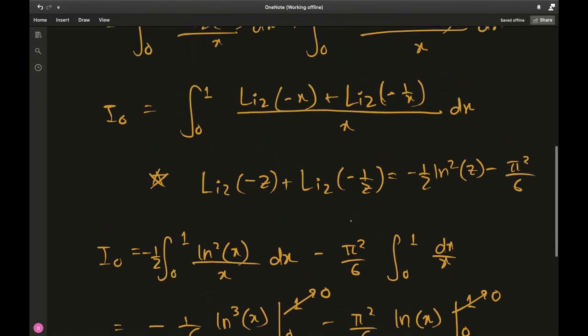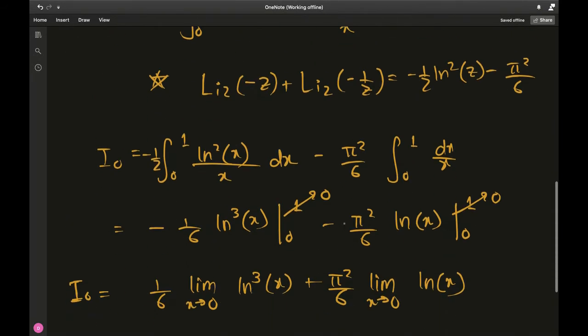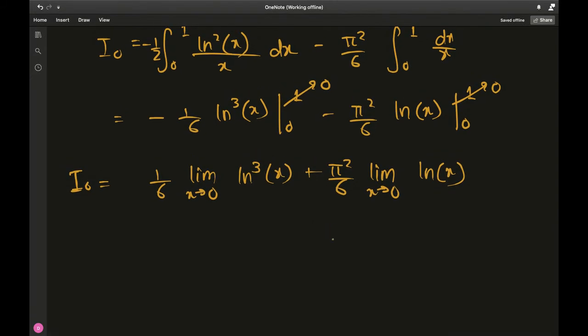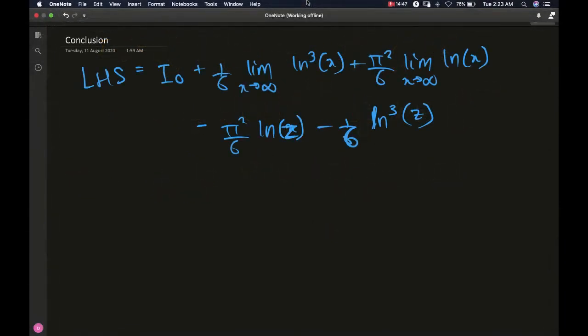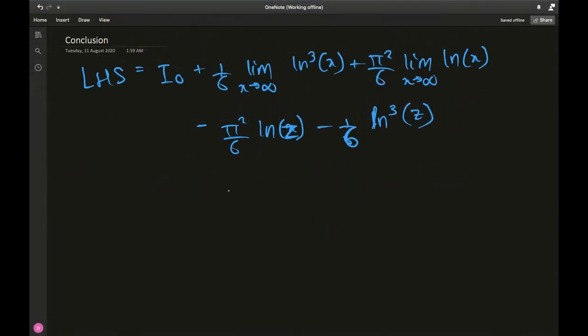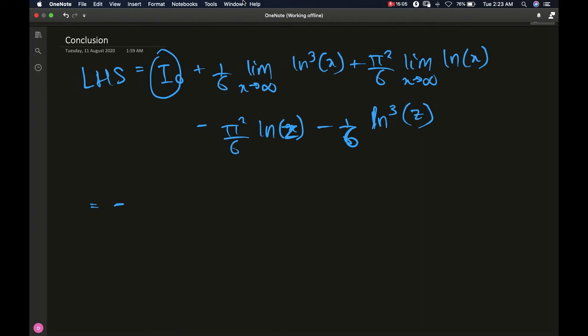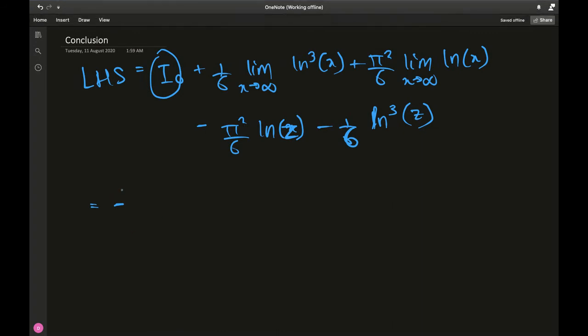Now let's put I naught back into our left hand side, the collective left hand side. So on this page, as far as now, what I've done is just written the collective left hand side, and now we can make a substitution for I naught. So I naught, I believe, turned out to be... well, my bad, not negative, but just positive.